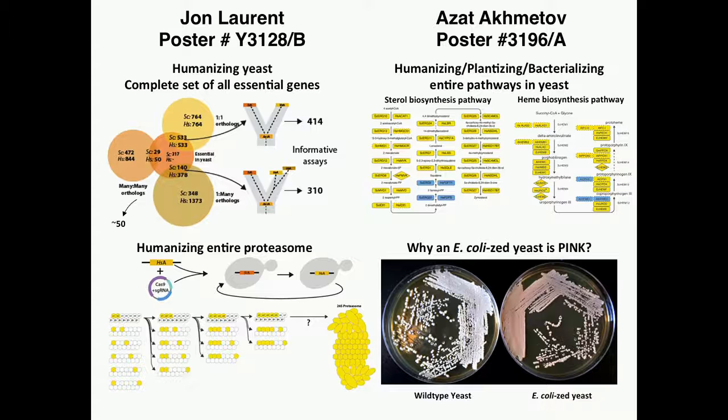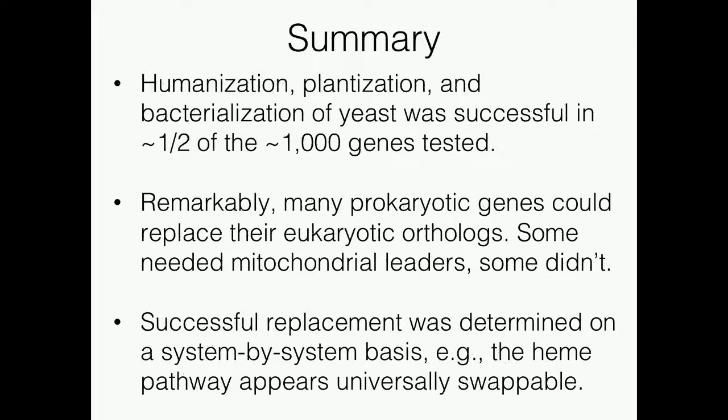And if you want to get a little more curious, we have an equalized version of yeast, which is pink, and we think we have probably a porphyria in yeast, which is a disease which causes porphyrins to secrete out. All right, so to summarize, humanization, plantization, and bacterialization of yeast was successful, and this we have now tested with 1,000 orthologs, and nearly half of the time it actually works.